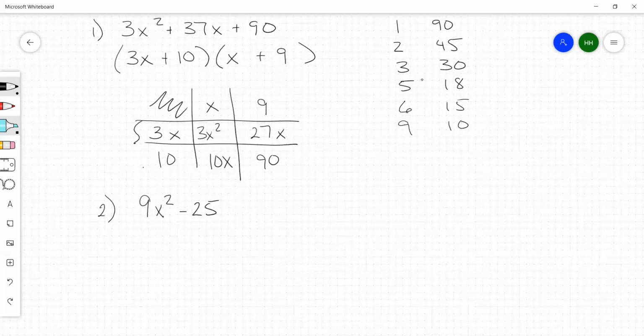All right, this next one here, perfect square. No middle term. 3x plus 5, 3x minus 5.